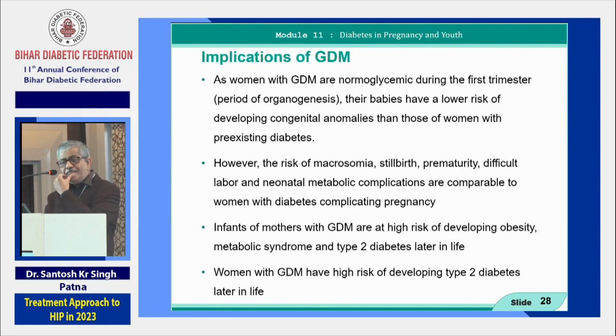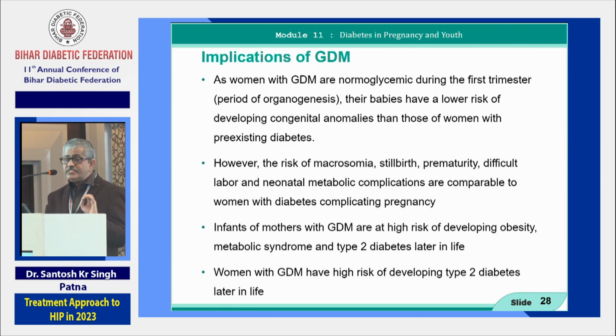Implications of GDM. As women with GDM are normoglycemic during the first trimester, their babies have a lower risk of developing congenital anomalies, which I showed you in the picture. The risks of macrosomia, stillbirth, prematurity, difficult labor, and neonatal metabolic complications are comparable. Okay, that is because of the hyperglycemia.